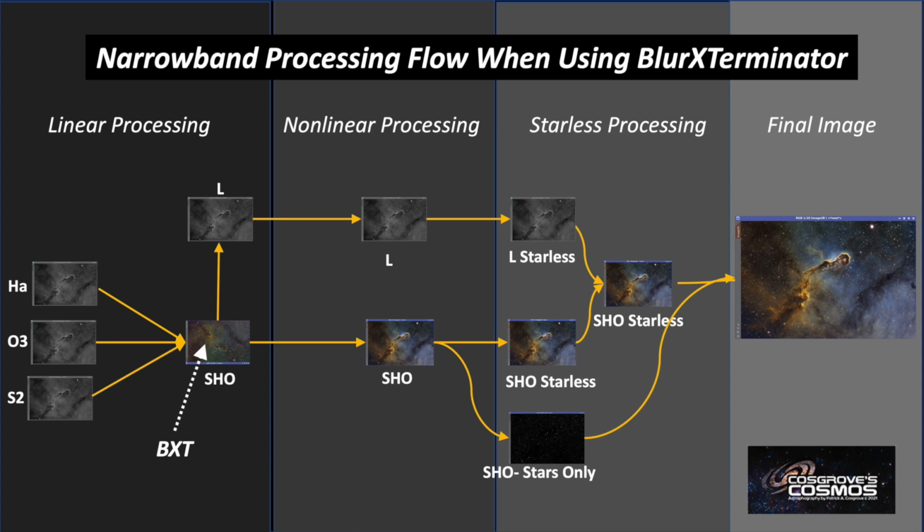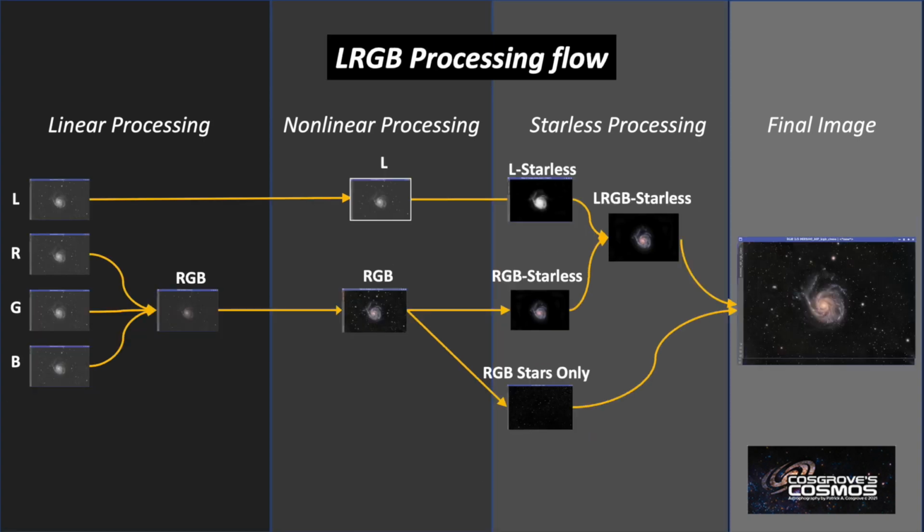But I think the idea of creating my color image a little bit earlier and running BlurXTerminator on it, and then extracting a luminance signal from that, would give me the best circumstance going forward. I've done some experimenting with this. I'm pretty happy with the initial results, and I think this is going to be my workflow as we go forward for narrowband images. So now let's talk about what I do for LRGB images.